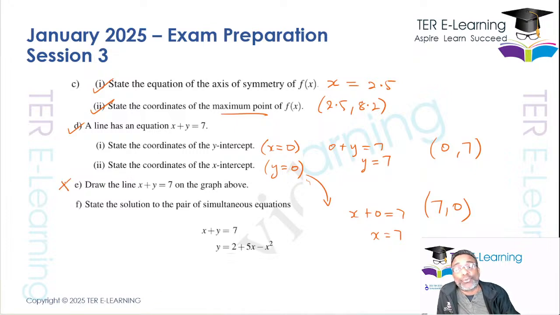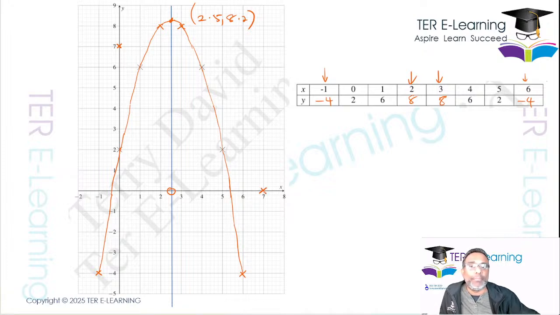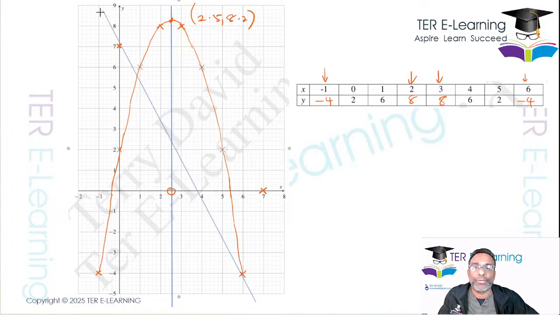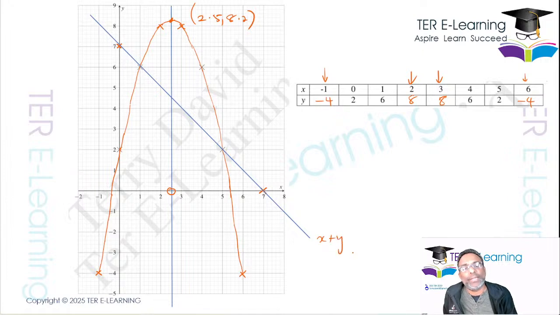Next thing we want to do here, we want to draw this line. So to do that, all I need to do is to use this point and this point here in order to draw the graph, right? So 0, 7, 7, 0. So 0, 7 is here and 7, 0 is down here. And because we know it's a straight line, you're going to take your ruler and you're going to draw a line that does this. Right? So this is my line x plus y is equal to 7. That's what that line is here.